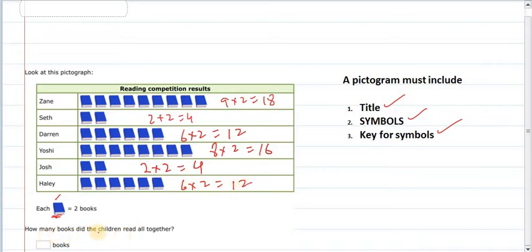How many books did the children read all together? It means we need to add all of these numbers. So let's add all of these and get the result. The total number of books when we add will be equal to 66. So all the children read 66 books altogether.